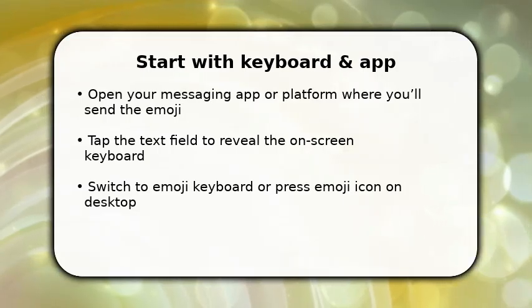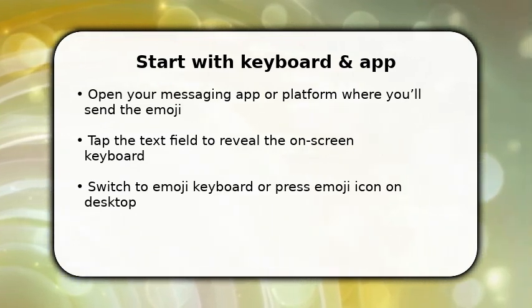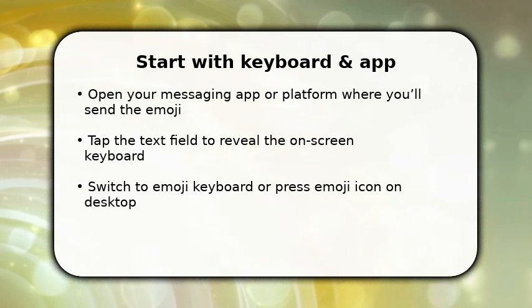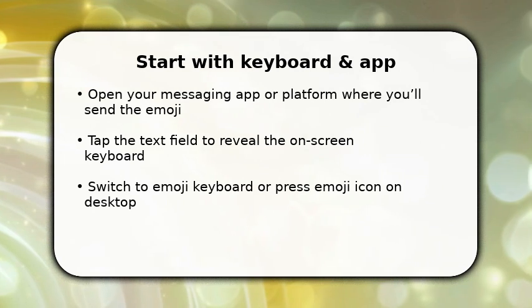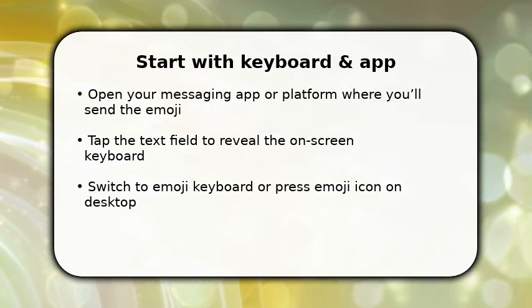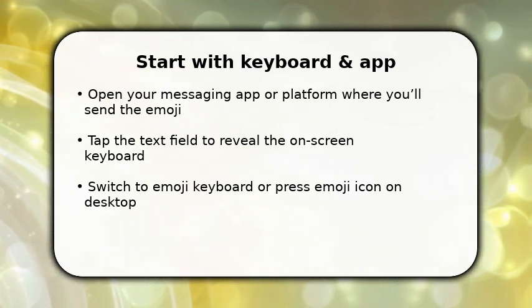You open the app and bring up the keyboard. This is where the search starts. Once the Emoji keyboard is visible, tap the magnifying glass or search box to begin. If you're on desktop, click the emoji icon near the text field. Make sure to enable your emoji keyboard in device settings if it isn't available.